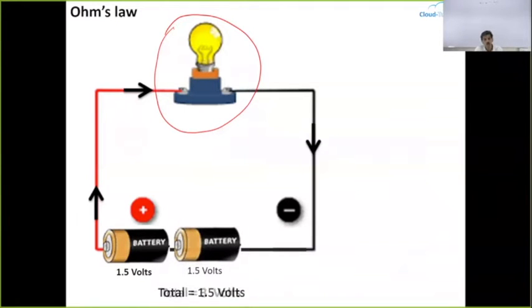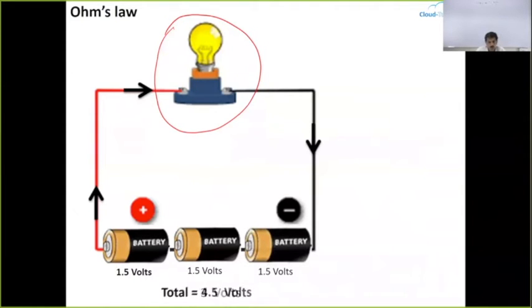If you add two batteries, and each battery is 1.5 volts, then a total of 3 volts is now the potential difference supplied by these batteries. So the bulb will become brighter. And if you add yet another battery, making it a total of 4.5 volts, then you will observe that the bulb is much brighter.